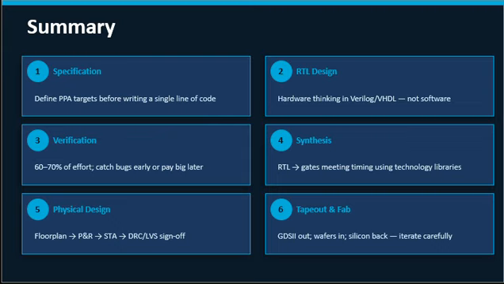So let's have the summary. Specification: agreeing on what you are building and why. RTL design: hardware thinking in Verilog or VHDL. Verification is 60 to 70% of your effort, the most important investment you make. Synthesis: RTL to gates, meeting timing with the foundry's library. Physical design: floor plan through DRC and LVS check. Tape out and fabrication: GDS2 out, silicon back.